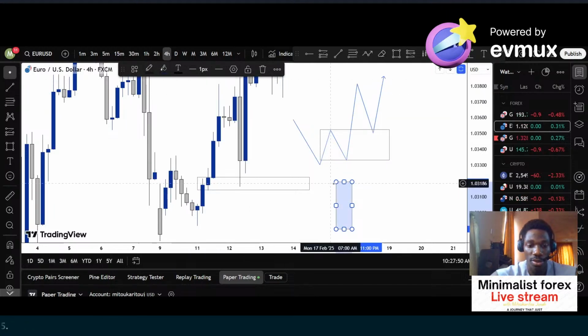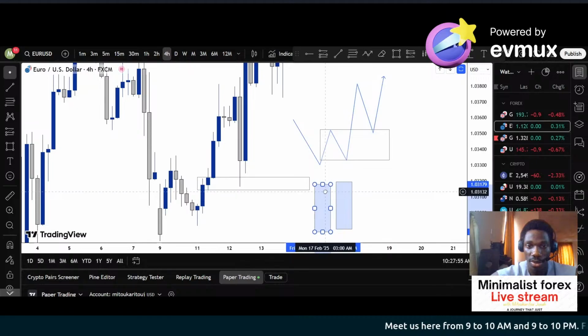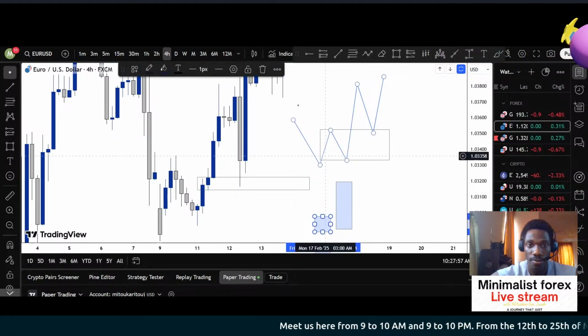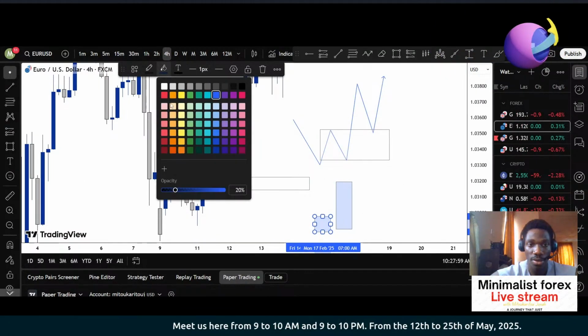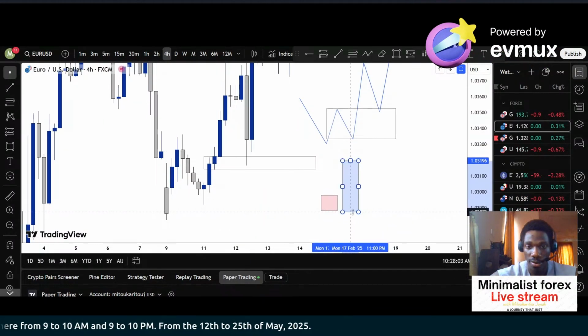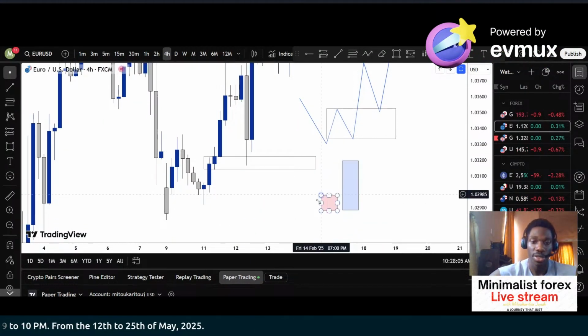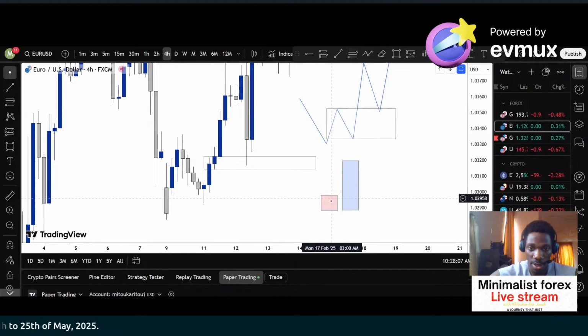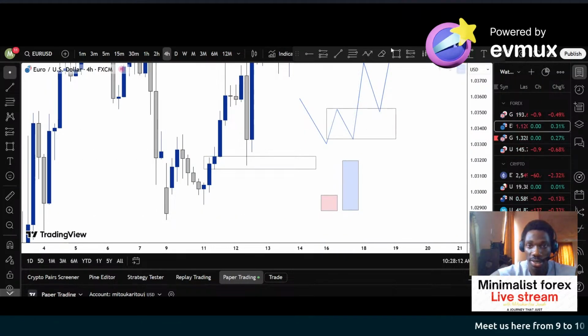Let me just duplicate this. You see a bearish candle like this. This is bearish. Okay, this is bearish. So price came down from here, came down here before eventually going up. All right, that is a flip zone.